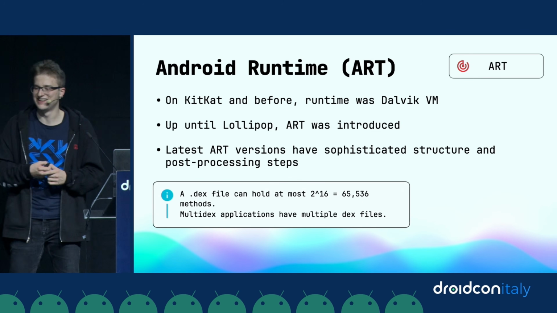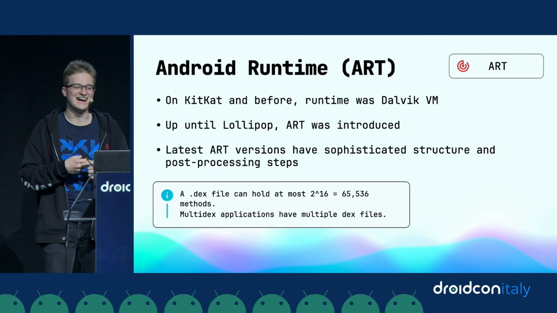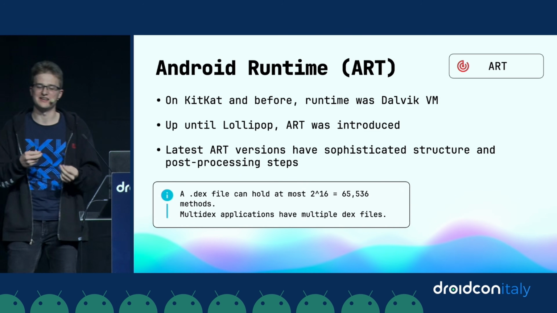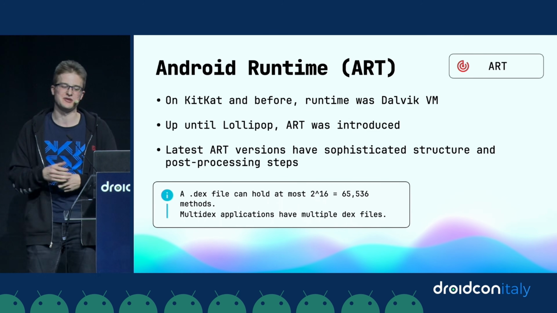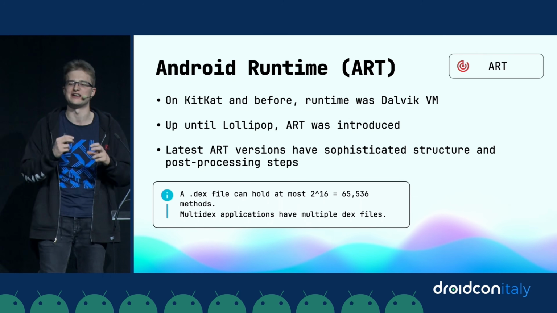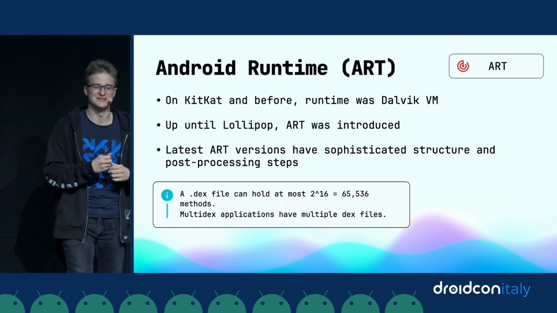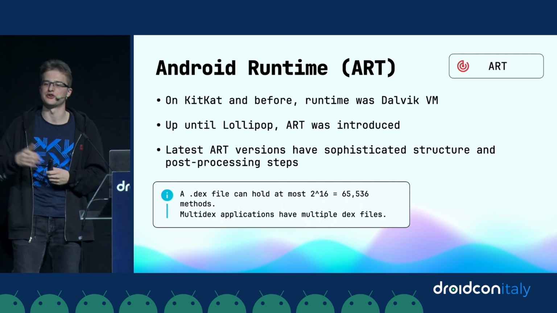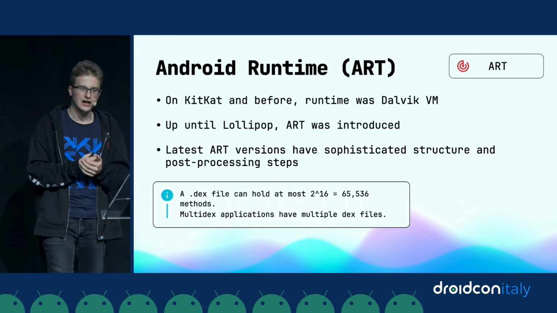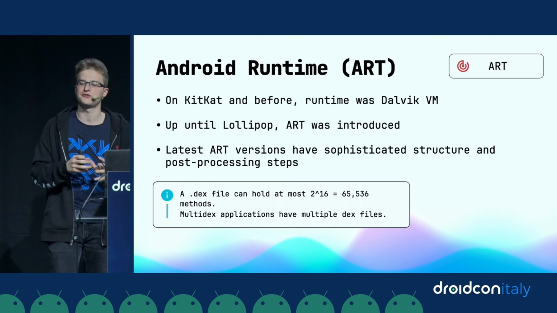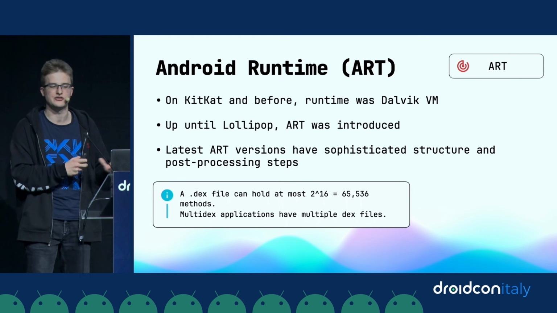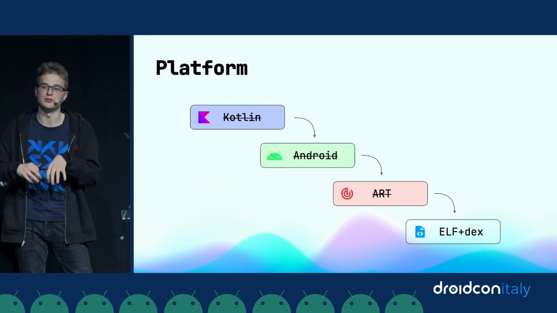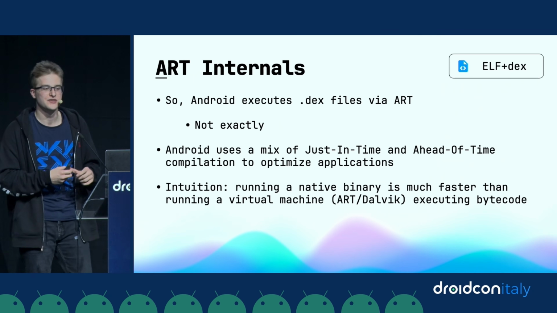And actually, the Android runtime was named something else before KitKat. Before KitKat, we used Dalvik, which is the name of the virtual machine that was there before. And then after Lollipop, we have ART, the Android Runtime, which is the modern solution. It is actually really sophisticated, and it changes on every Android release, basically. And that is the low-level part that we're going to get into.